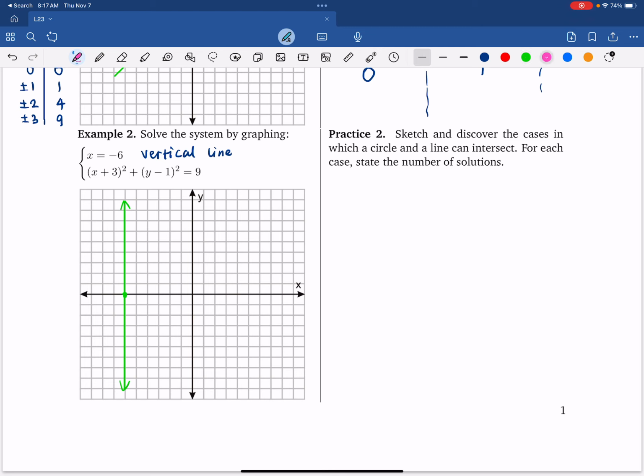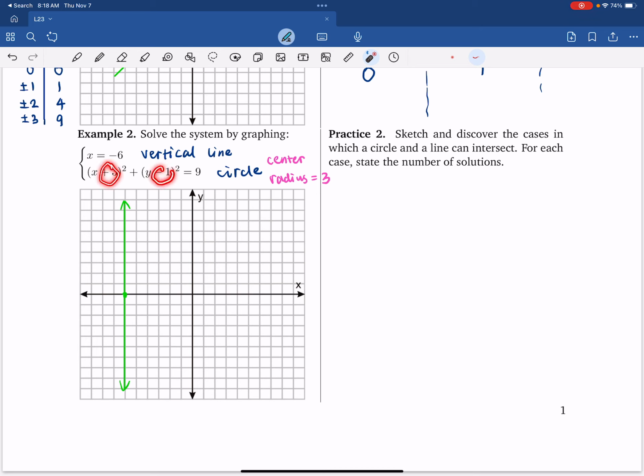Second equation, we just talked about the equation of a circle. This is a circle. And before you graph, you should find 2 things, right? For this circle, you need to find the center and radius. Radius is usually the easiest one to find. On the right-hand side, r squared is 9. So you know r is 3. The radius is 3.